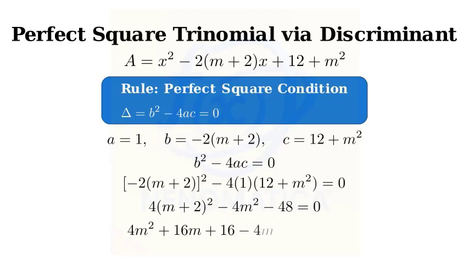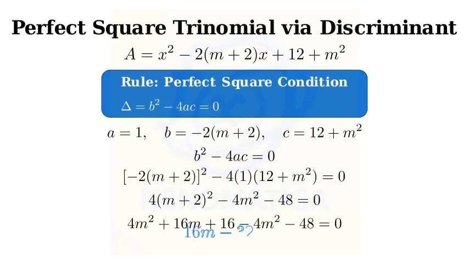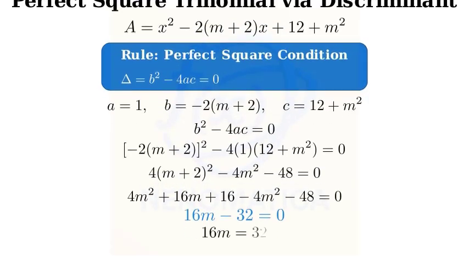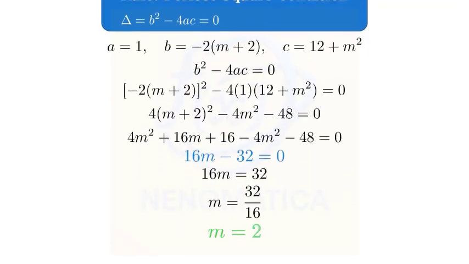Expand (m plus 2) squared into m squared plus 4m plus 4. Then distribute the 4. Combine like terms. The 4m squared and negative 4m squared cancel. We are left with 16m minus 32 equals 0. Solve for m. Add 32 to both sides and divide by 16. 16m equals 32, so m equals 32 over 16, which is 2.